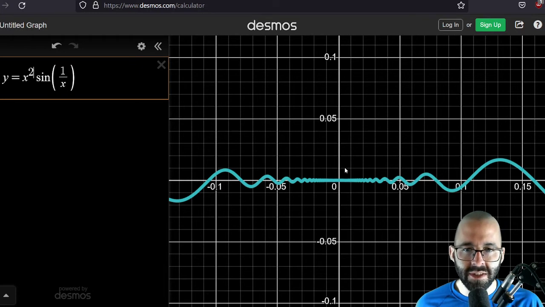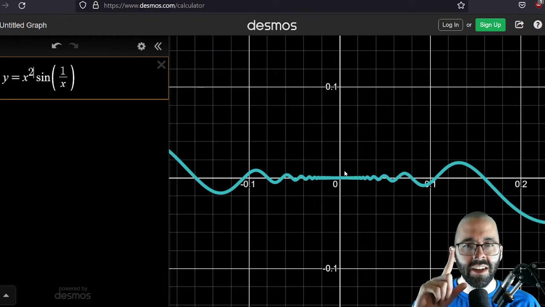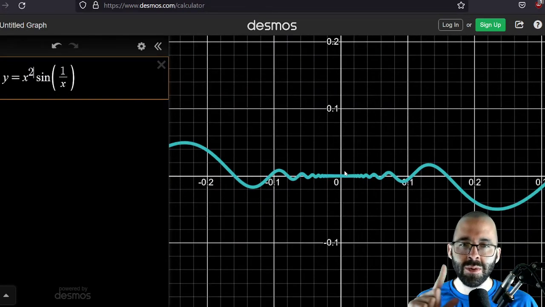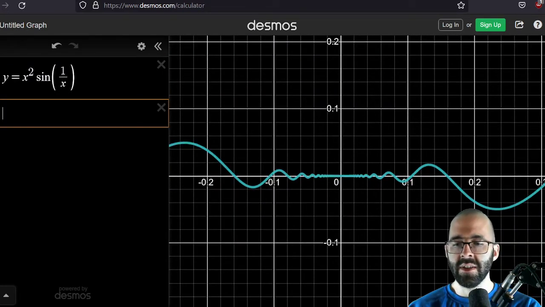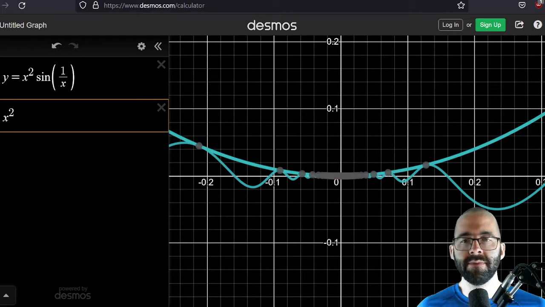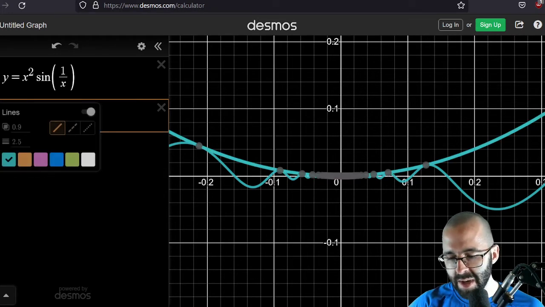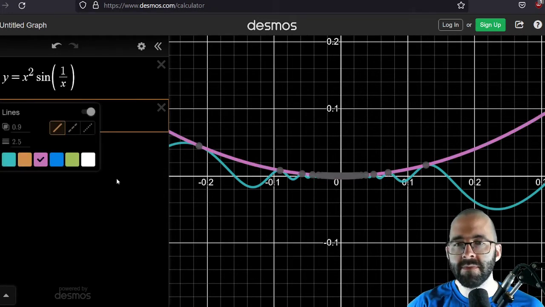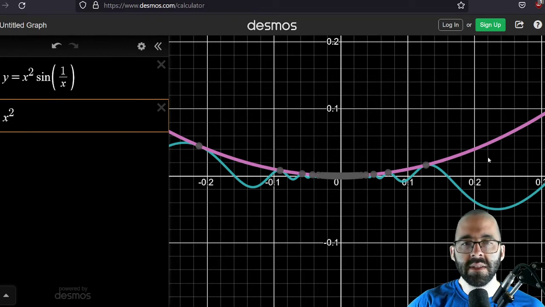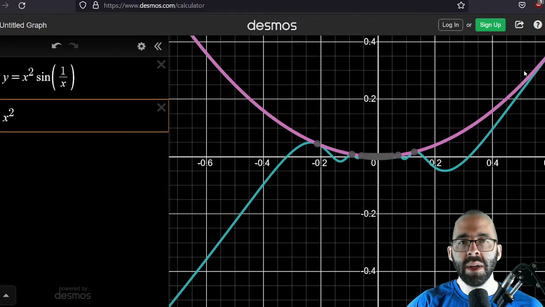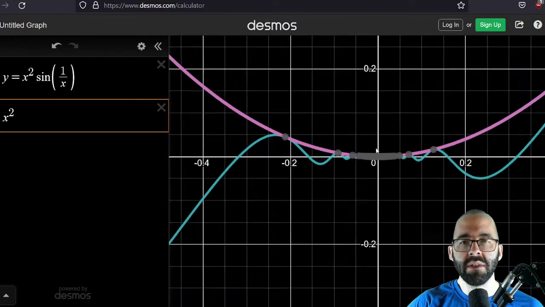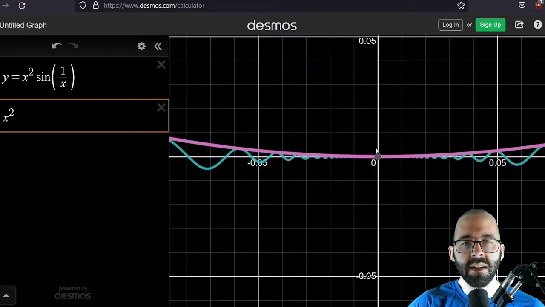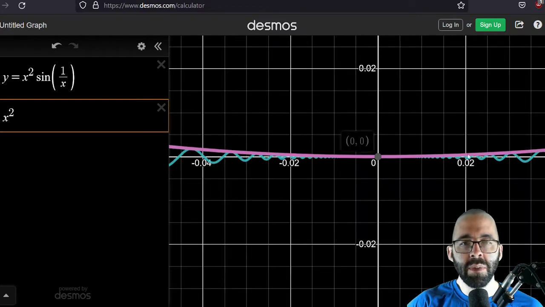So we're going to introduce something called the squeeze theorem that essentially confirms this. And the way the squeeze theorem works is with two observations. Let's look at this other function, x squared. Let's make it pink. Notice that this pink graph is always above the blue graph. Even if we zoom in, right? The pink graph is always above the blue graph.